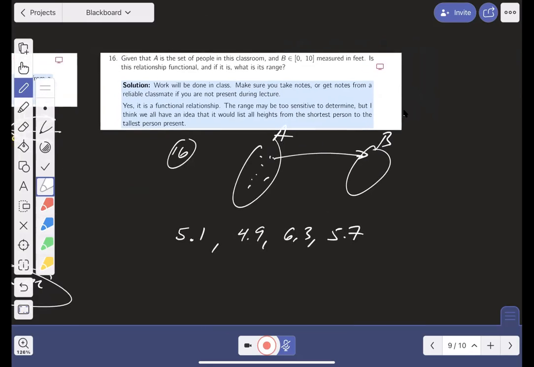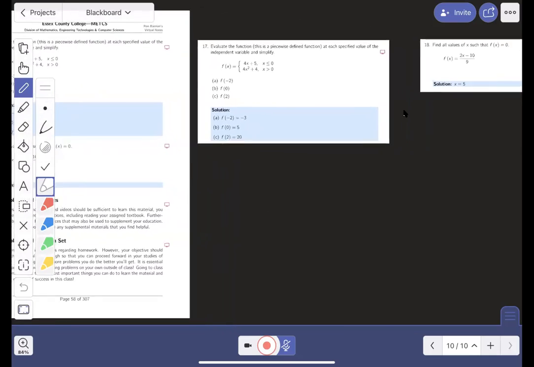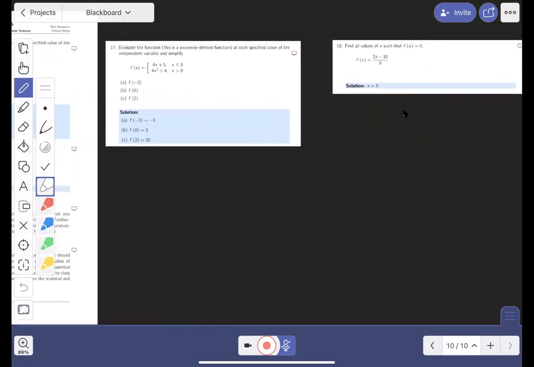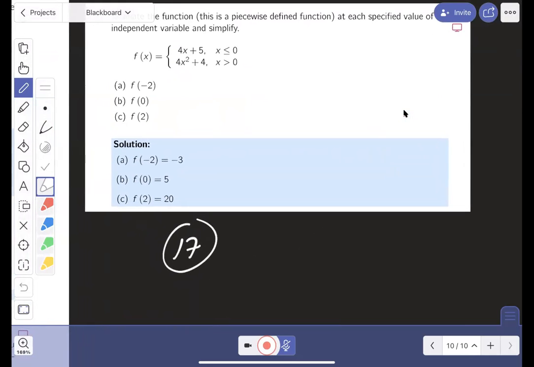All right, let's go to the next questions, which are number 17 and 18. Let's take a look at it. It should be simple. 17: evaluate the function. Oh, good. This should be easy. Let me blow that up for you. So A, f of minus 2.